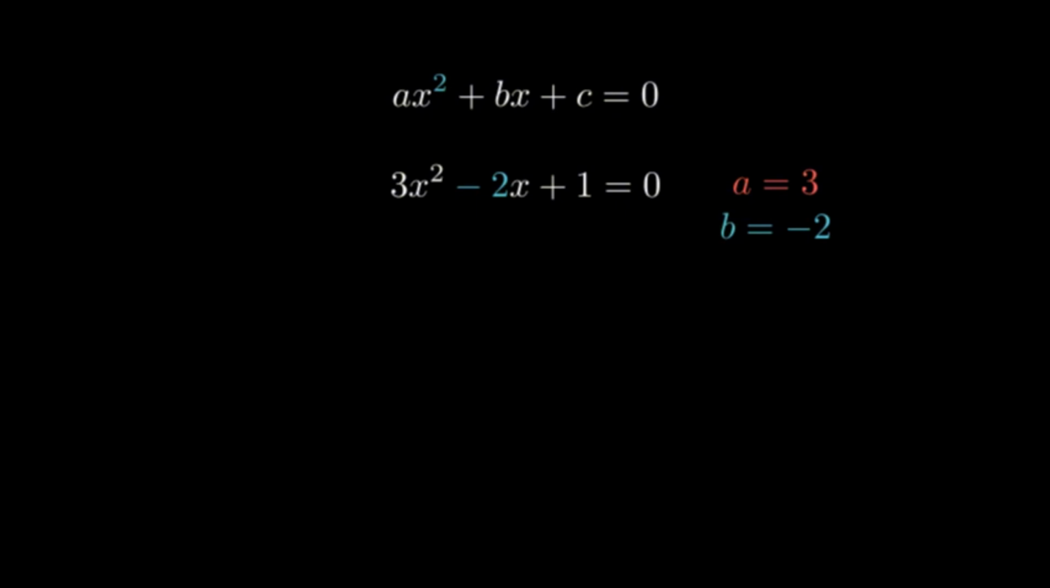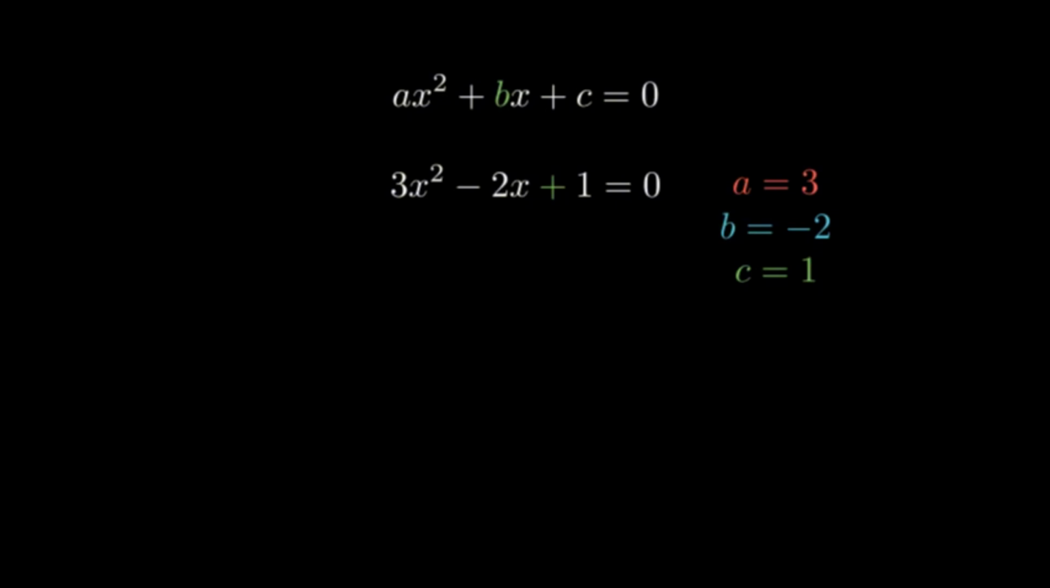With a and b identified, we now need to find the value of c to complete our set of coefficients. In the standard form, c is the constant term, the term without any variable. This constant determines where the parabola crosses the y-axis when graphed. Looking at our equation, we can see that the constant term is positive 1. So c equals 1. This means that when x equals 0, the value of the quadratic expression would be 1.